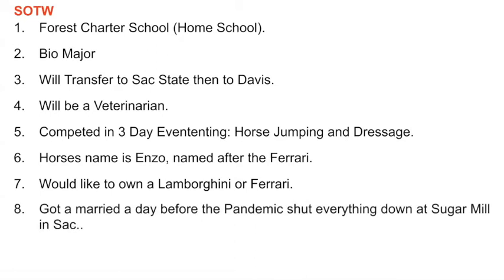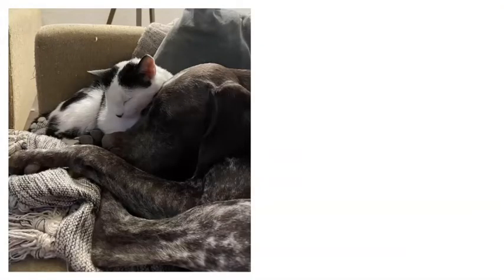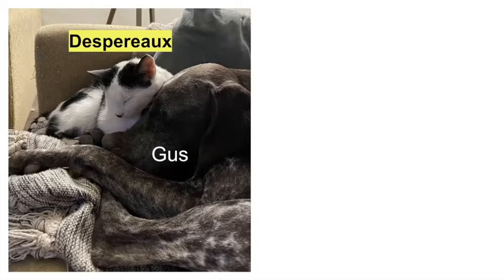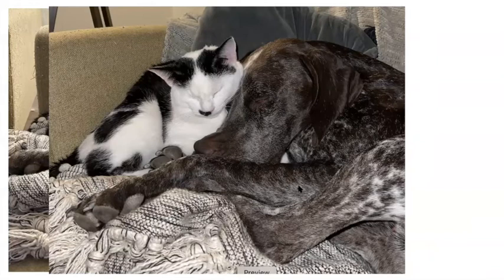Got married a day before the pandemic shut everything down at Sugar Hill Mill in Sacramento. Got a picture of that. Has a dog named Gus and a one-eyed cat named Despero. So here's Despero the cat and Gus. They snuggle up and sleep together all the time. That's something I've always wanted. I totally want to get a kitten for Sky, and I want him to snuggle up and sleep like this. So cute. I love the big long legs all tangled up. Here's a brighter picture of the two of them napping. And Despero is missing one eye, but they did a good job closing it. So when the other eye, the good eye, is closed, you can't even tell.